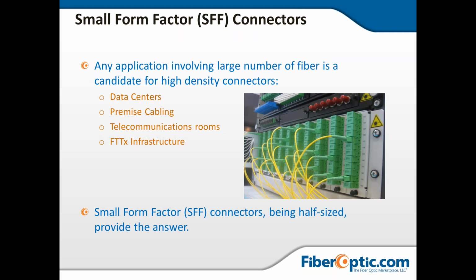So high density connectors: data centers, premise cabling, telecommunication rooms, FTTX infrastructures, all places where you really have to cram a large amount of fiber into a very small place. So it's amazing you go from 2.5 millimeter to 1.25. Small form factor connectors, being half size, help to provide a solution for that question. I don't know if it's the answer, because they'll end up removing those and going even smaller in the next 5 to 10 years.